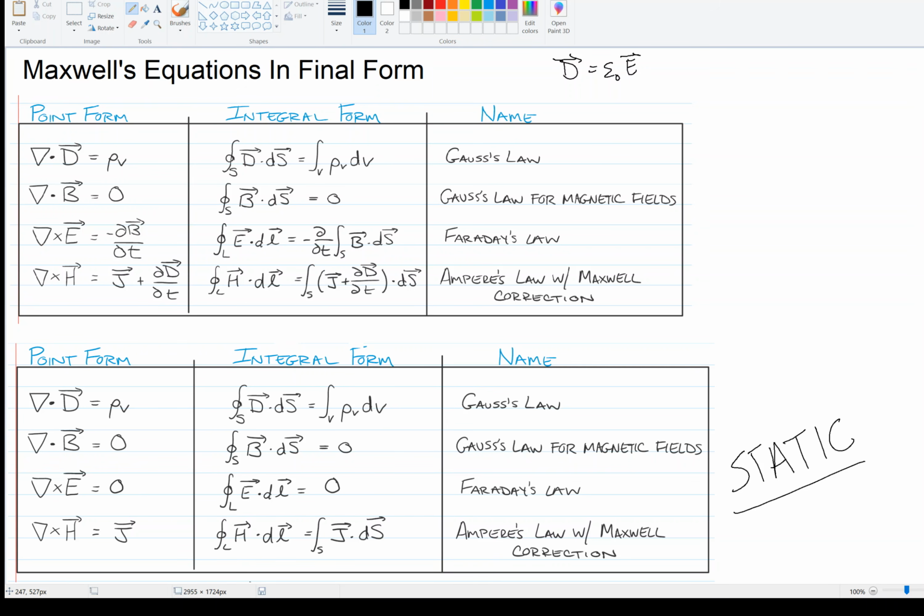However, these you might argue are the most beautiful form of these equations because they don't have epsilon zero or mu zero in them at all. In this first column is the point form, or the differential form, and the second column is the integral form, and then we've given these the names, right? And these four equations contain the entire theory of electromagnetics in just those four things.